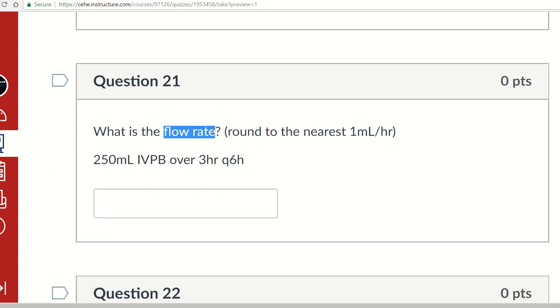Flow rate. So the pharmacy will put the flow rate on the label of any IVs. So you want to round to the nearest mL per hour. And that's all you have to do. Put the mLs and then divide it by the hours. And it even says it. Put the mLs over the hours. So take 250 mLs divided by 3. Round to the nearest mL, what do you get? Yep. So it would be 83 mLs per hour as the flow rate. So the pharmacy will put 83 mLs per hour on the label.